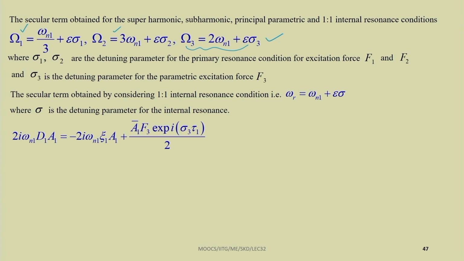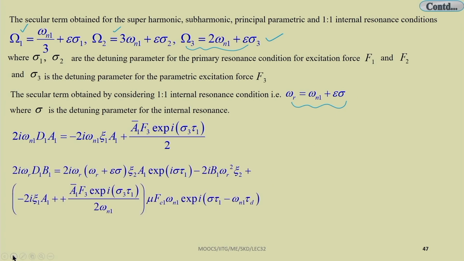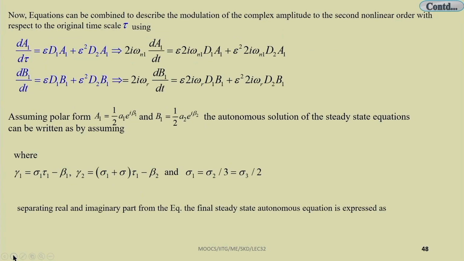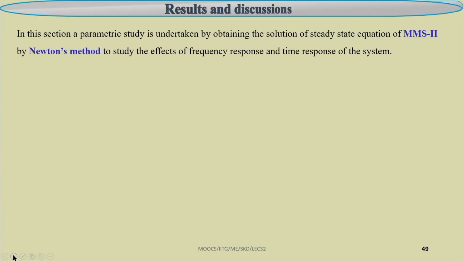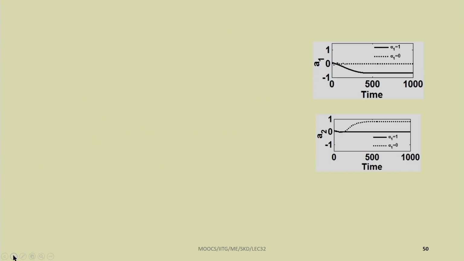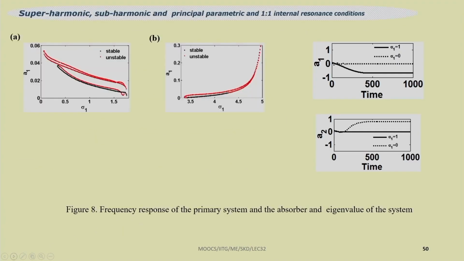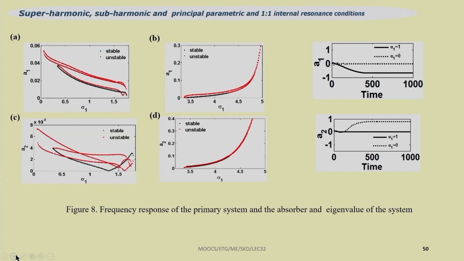Internal resonance conditions can also be considered. In that case, omega r is considered to be omega n1 plus epsilon sigma 1, and proceeding in a similar way, we can get the reduced equations. After solving these reduced equations, we can study the response amplitude. Here you can see several response amplitudes have been plotted.